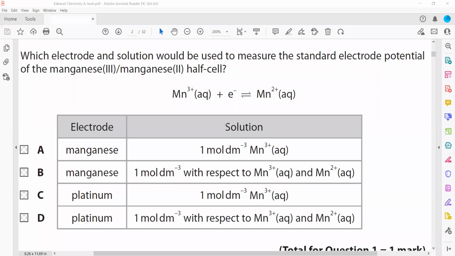In the question, which electrode and solution would be used to measure the standard electrode potential of the manganese 3 and manganese 2 half cell? You can see there is a change in the oxidation number, but it does not produce an atom. Ions are not producing atoms, or atoms are not producing ions. So which electrode should we use? We should use platinum. And it should have equal concentration of both ions, Mn3+ and Mn2+, in equal amounts. That's why D is the right answer.